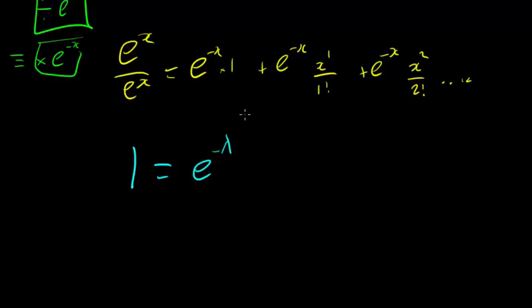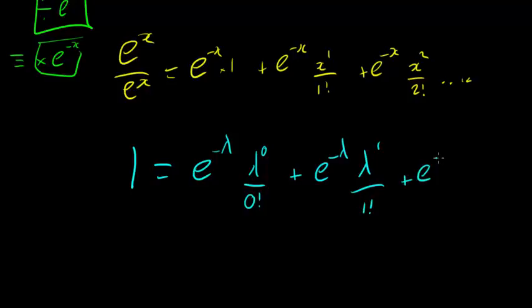Now I'm going to hide 1 a little bit, because actually what it's going to be is lambda to the 0, anything to the 0 is 1, over 0 factorial, and 0 factorial is 1, plus e to the minus lambda, lambda to the 1 over 1 factorial, plus e to the minus lambda, lambda to the 2 over 2 factorial. You get the idea. And so in essence, that's where it actually comes from.